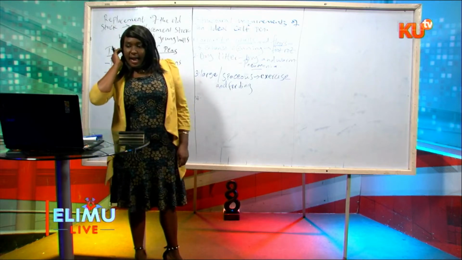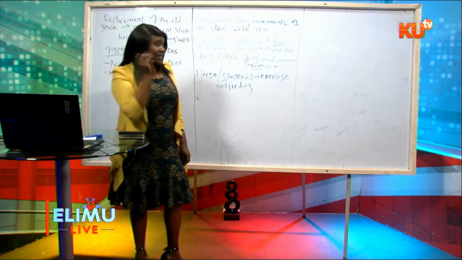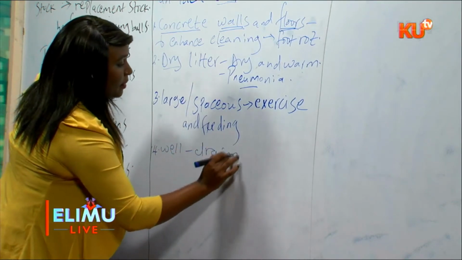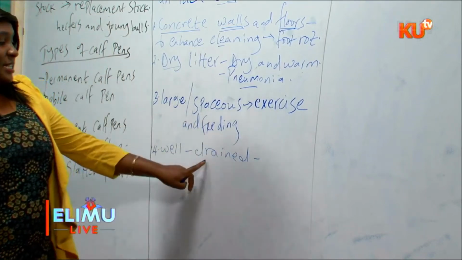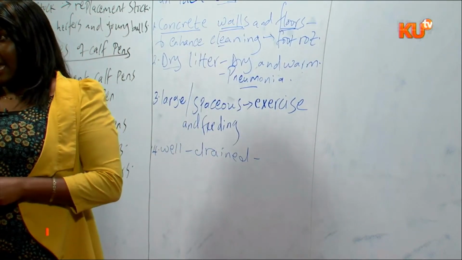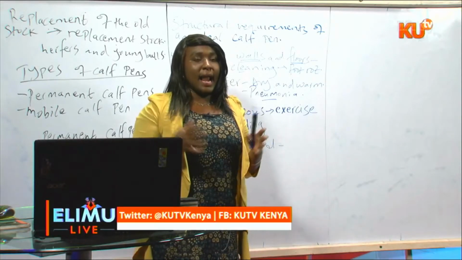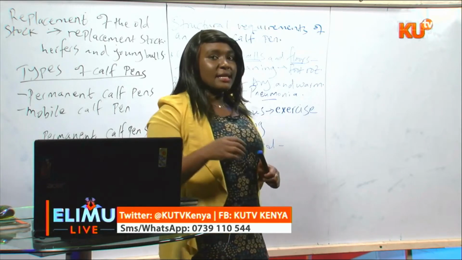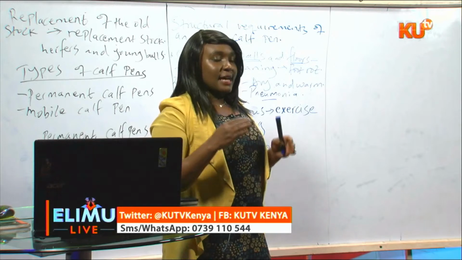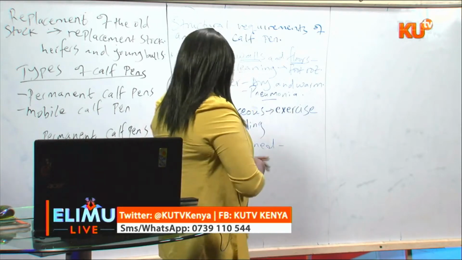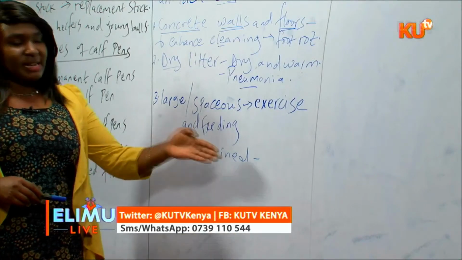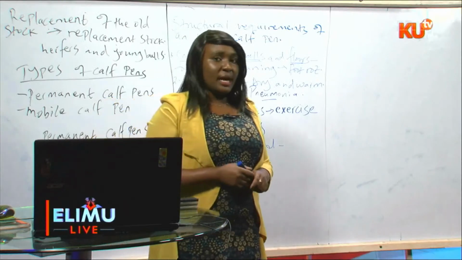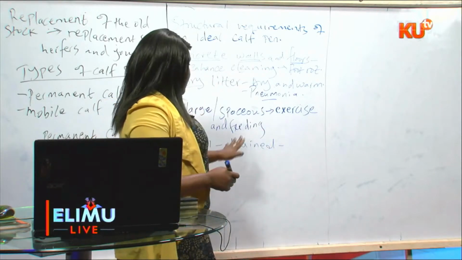We require an area that is well drained. The calf pen should be sited in an area that is well drained. Again, we don't want to allow damp conditions in the area. You are placing this calf pen on an area that is dry. It should be dry. That is well drained. The environment is not mushy, and therefore we need an area that is dry.